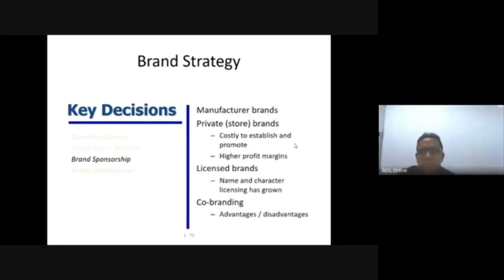Brand sponsorships: manufacturer brand, private store brands, licensed brands, and co-branding. Manufacturer brands are the brands supplied by the manufacturer. Say Sony is a manufacturer brand, Toyota is a manufacturer brand, Honda, Gillette, or Samsung, all are manufacturer brands.